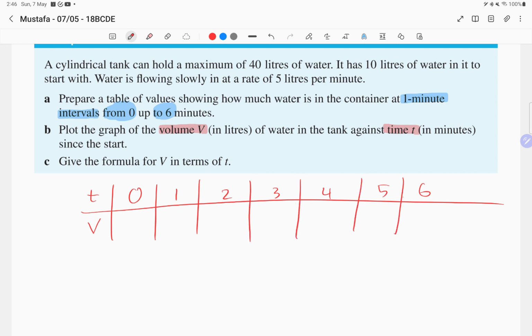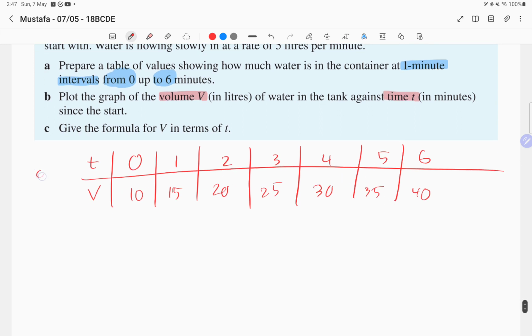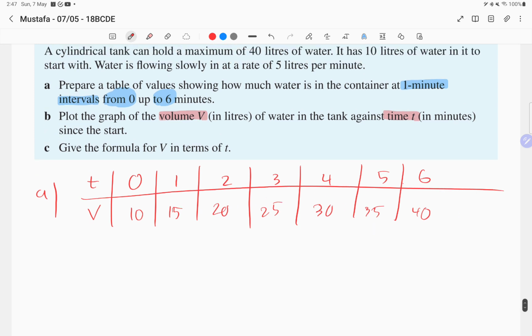Okay, so when time is 0, what's the volume? 10 liters, yes. And then 1? It has 15 liters, 20, 25, 30, 35, and 40. So it holds a maximum of 40 liters only. So that's all of the values that you need. This is essentially the answer for question A. That's what they mean by table of values. Just for each time value, find the volume.